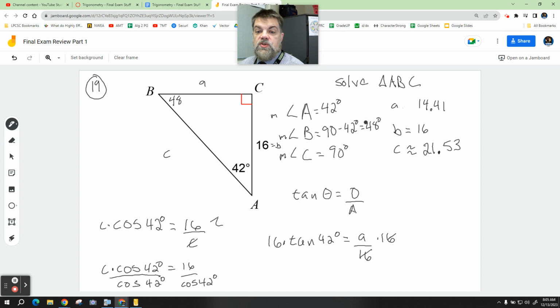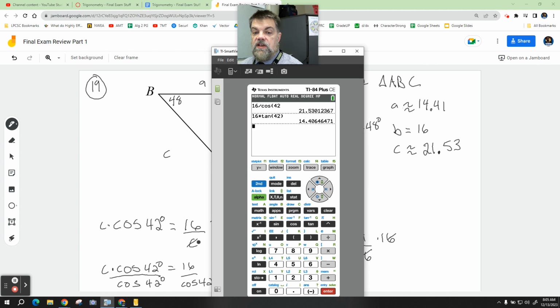Now remember, a squared plus b squared should approximate to c squared. So I can double check this real quick by just plugging it in the calculator. I'm going to say 14.41 squared plus b squared, which is 16 squared. That's going to give me this number, 463. And then I'm going to take the square root of that. And it's about 21.53. So I know I did all my math right.